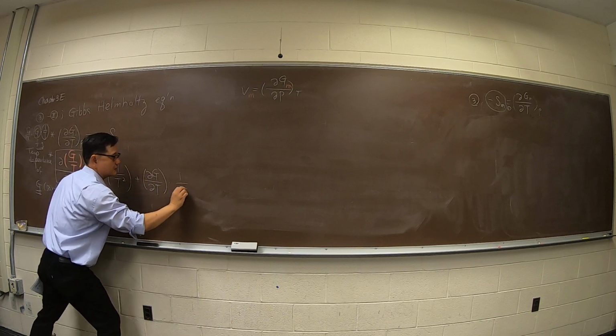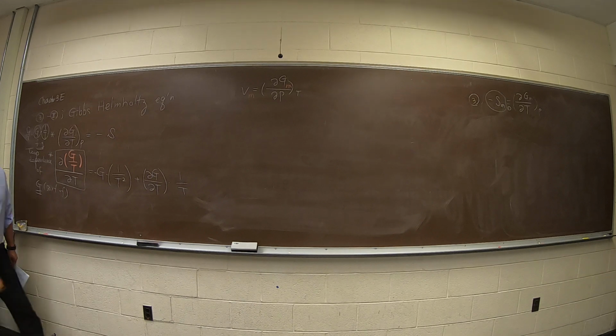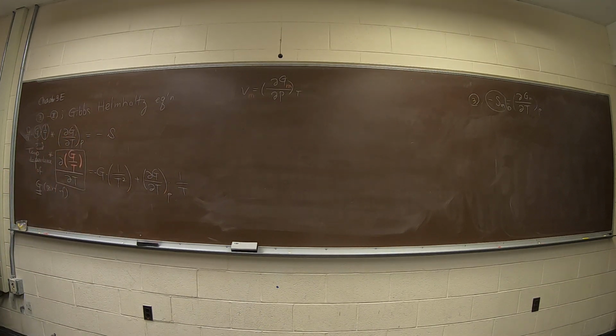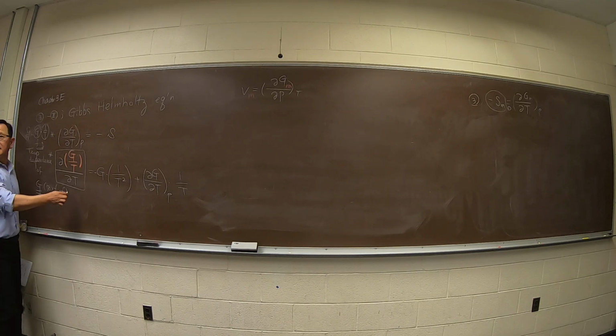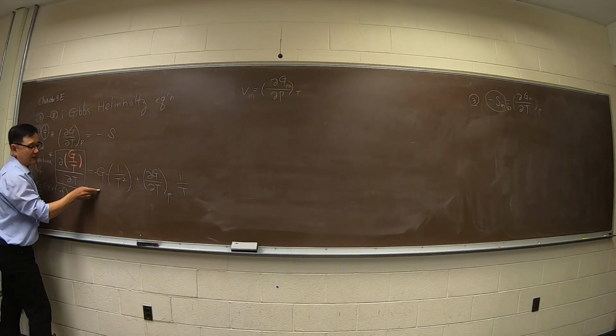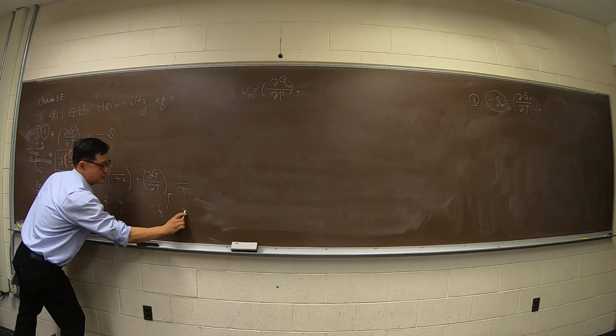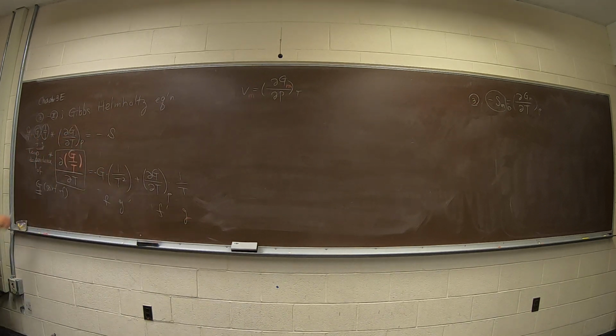Keeping the other term constant, which is this one. Did you follow me? Yeah, you follow that, right? So this is like f times g prime. This is f times g. F is here, g is here.